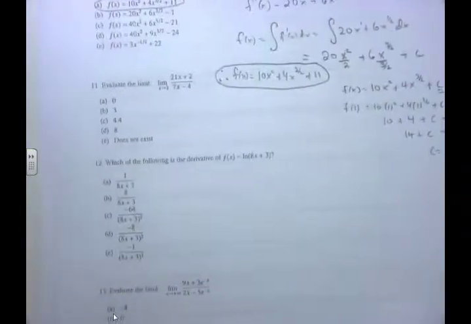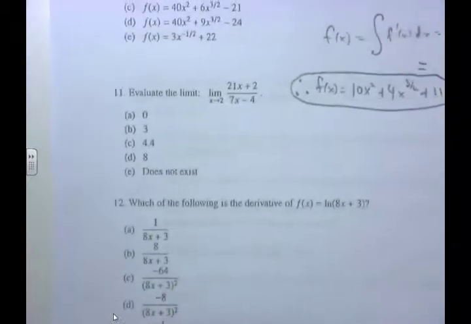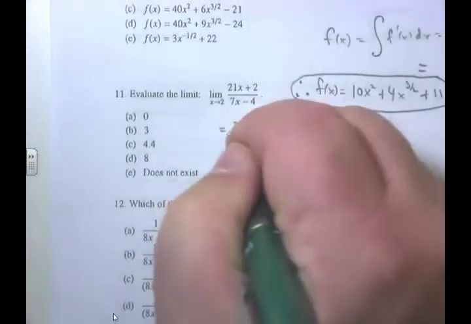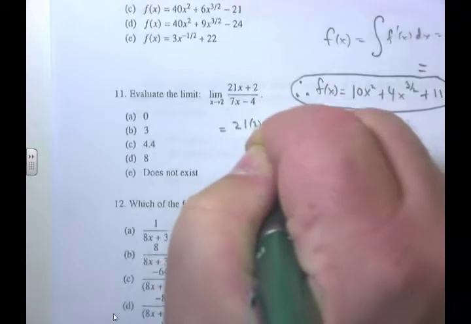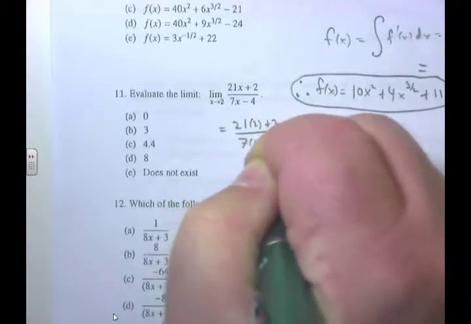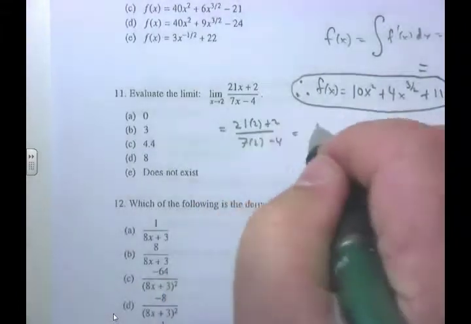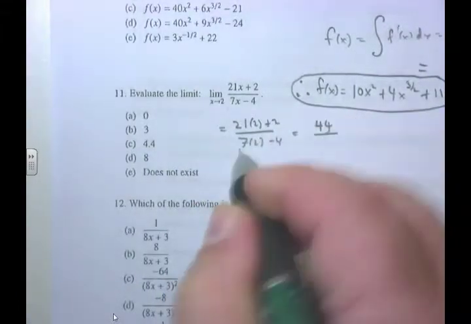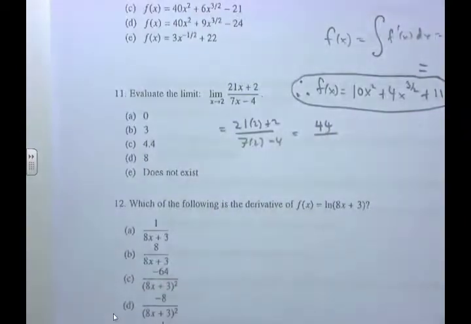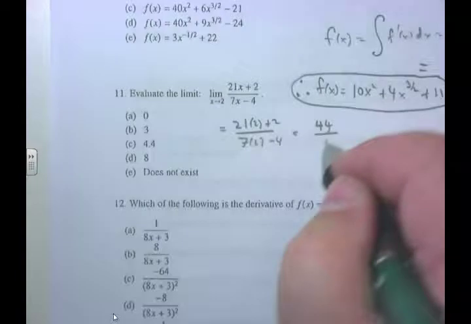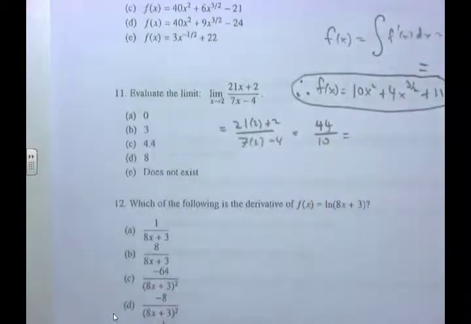Take a look at the next one. What are you supposed to do on the next one? Evaluate the limits. First rule of limits: plug in a number. Here is a 10-second question. On your mark, get set, go. I'm going to plug in 2. 21 times 2 plus 2 over 7 times 2 minus 4. 21 times 2 is 42. Plus 2 is 44. 7 times 2 is 14. Minus 4 is 10. So what's my answer?